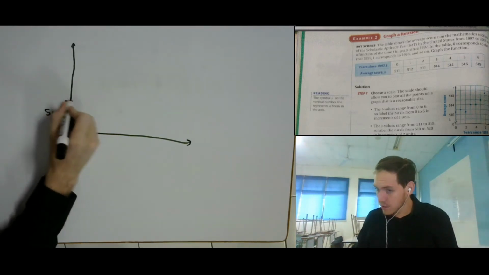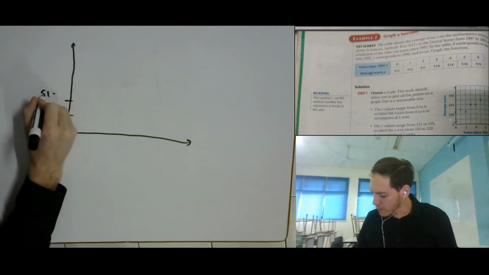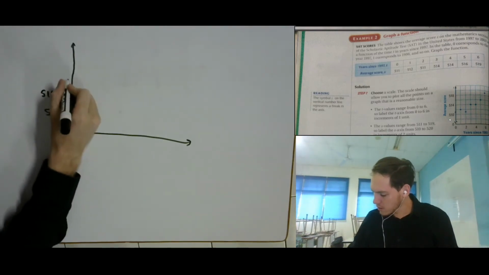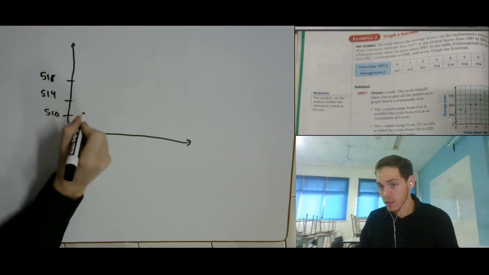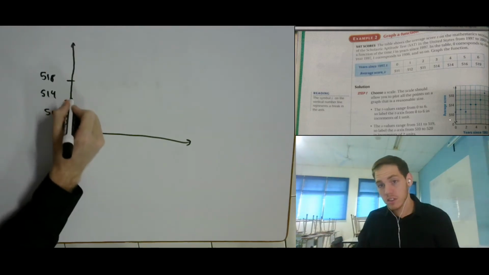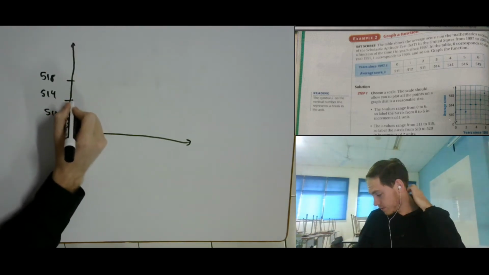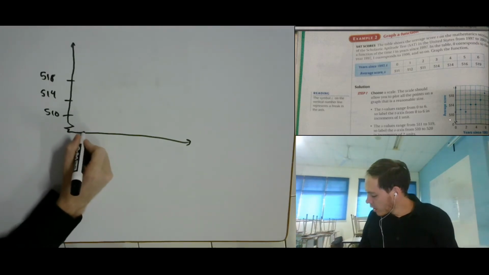So this would be 510, 500, 514, and 518. And they have them in between that. And then this would be 0.